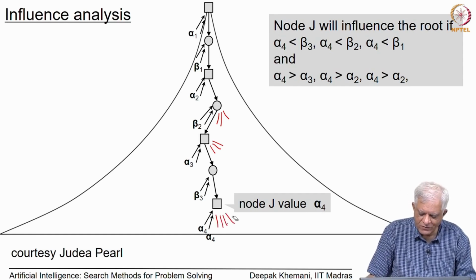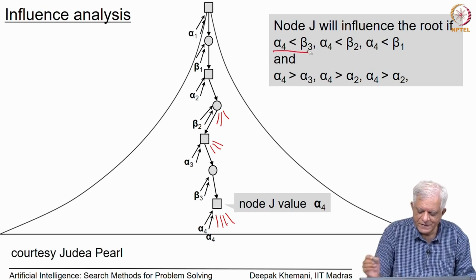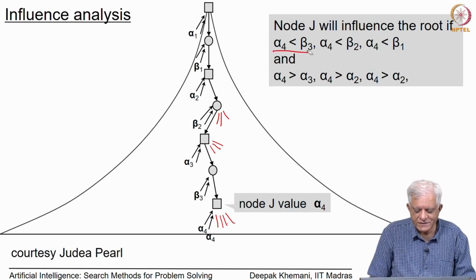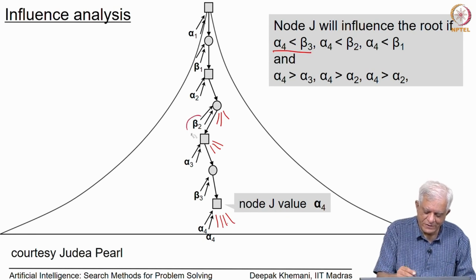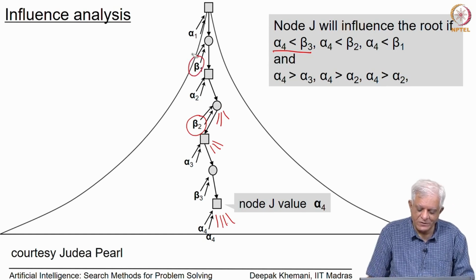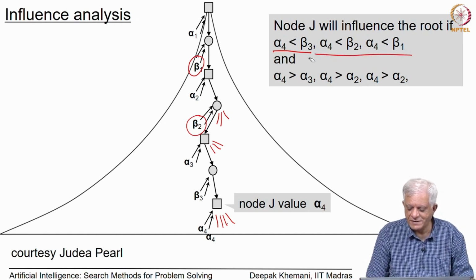Now, when will j influence the root node? You can see that because its immediate parent is beta 3, only if the value alpha 4 becomes less than beta 3, which is what I have written here, will it propagate its value upwards towards the root. But not only should it be less than beta 3, it should be less than beta 2 as well, because that is also a beta node sitting there. It should be less than beta 1 as well, because that is another beta node sitting as an ancestor of this particular node. So, as depicted here, this value must be less than all the values of beta 3, beta 2, beta 1 and so on.